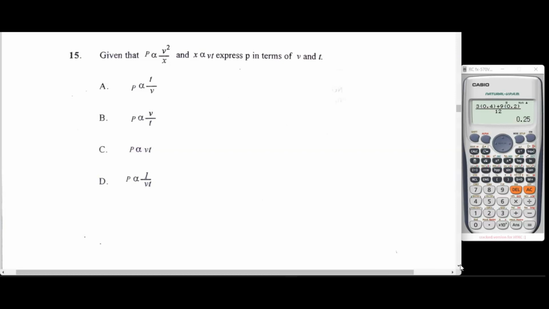So it simply becomes p varies as v squared. Remember, x is vt. So all that you are left with, p varies as v, will do away with one of the v's here, so it will be left with v on t, which is possible answer B. Then we move on to question number 16.